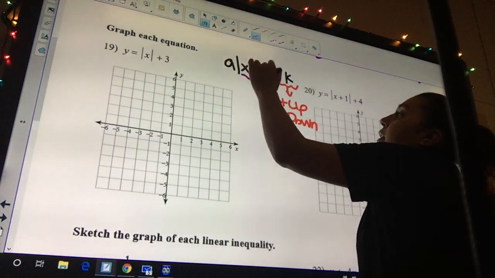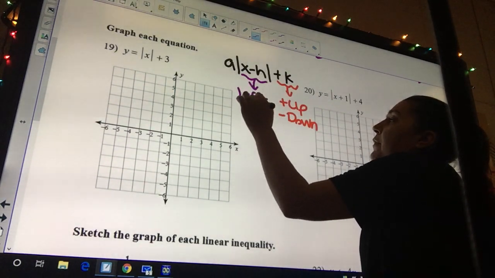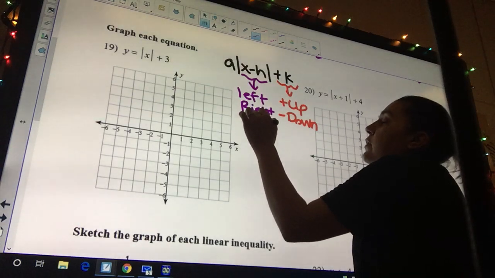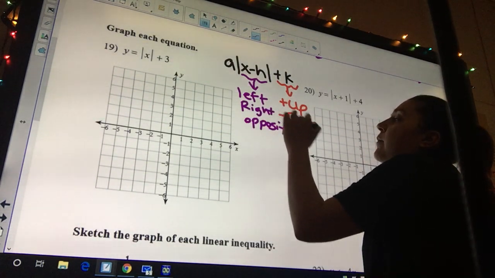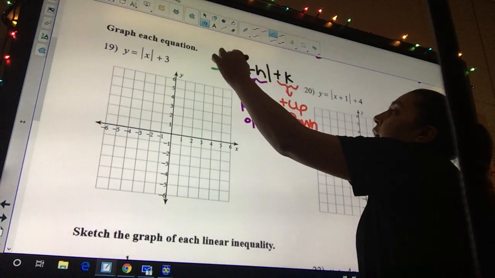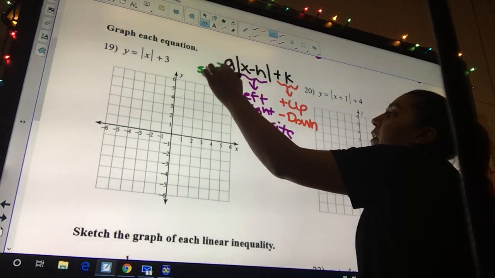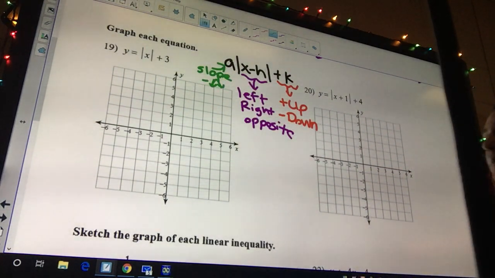Okay, and then on the inside, it does our left and our right, and we need to do the opposite. Okay, and then this A is going to be your slope. If it's a negative, the graph should be pointing downwards, okay?